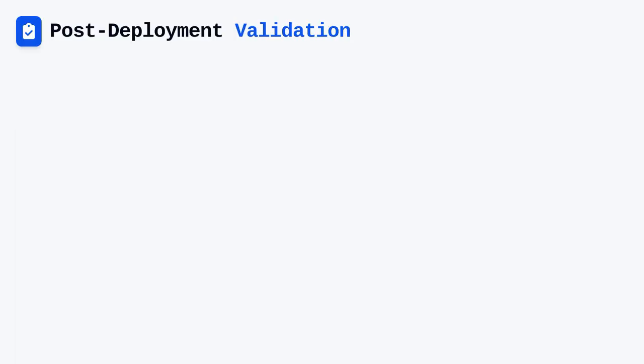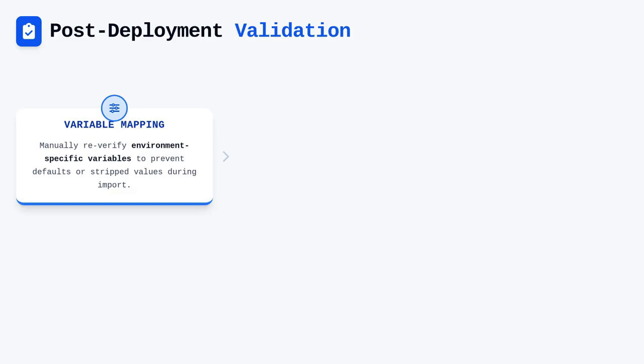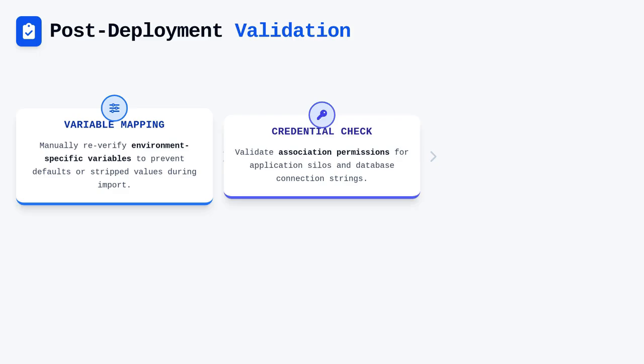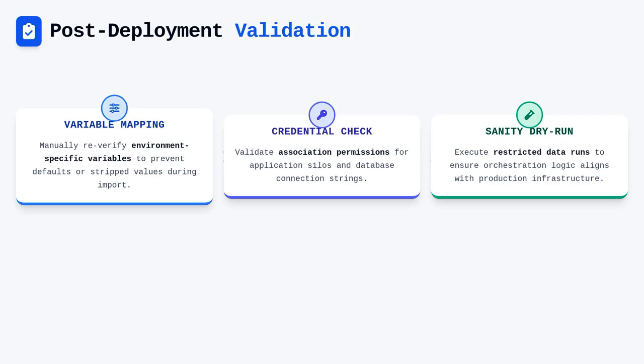After the import completes, the duty of the developer extends into post-deployment validation, which is often where subtle bugs manifest. You must manually re-verify that every environment-specific variable has been mapped to the correct production values, as these are often stripped or defaulted during an external import. Similarly, check that the credential associations remain valid, ensuring the new processes have the necessary permissions to access application silos or database connection strings. A sanity check involves executing a dry run of the process with restricted data to ensure that the orchestration logic correctly identifies the target application elements in the new infrastructure.